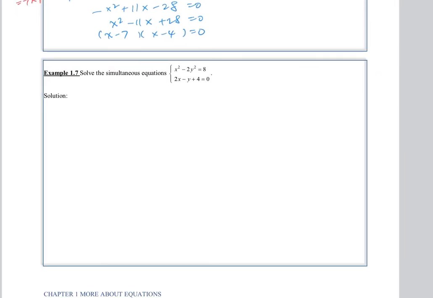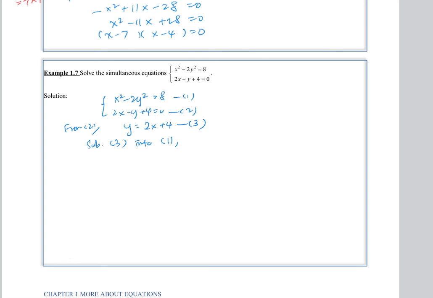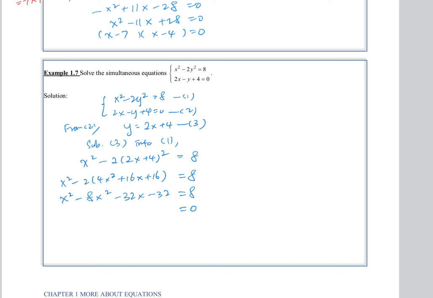And I think this one is quite similar to before. So we get y as a subject and substitute into 1. 4x squared plus 16x plus 16, and after you expand, minus 32. So you have to be really careful when doing so. Negative 40. Change it back to positive.